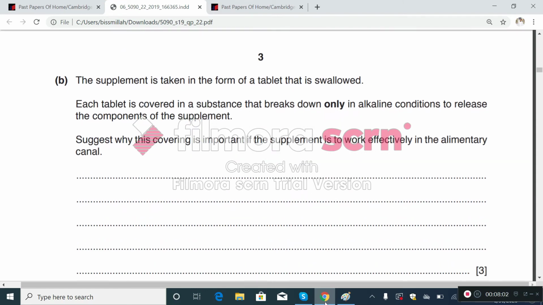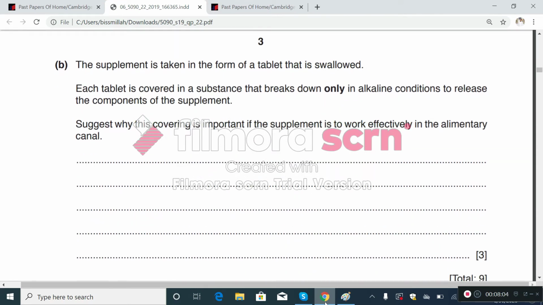Move further. Part B. The supplement is taken in the form of a tablet that is swallowed. Each tablet is covered in a substance that breaks down only in alkaline conditions to release the components of the supplement. Suggest why this covering is important if the supplement is to work effectively in the alimentary canal.